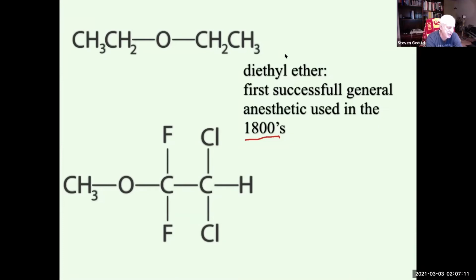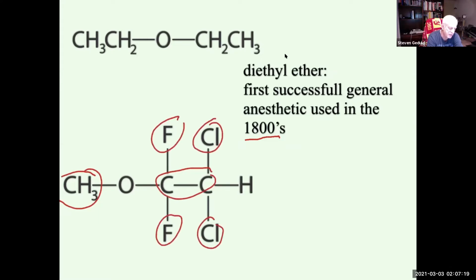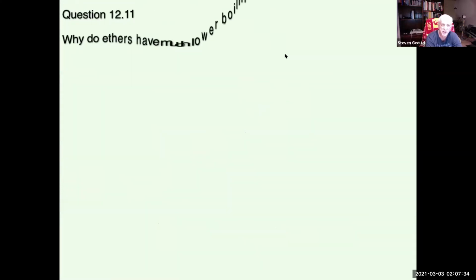This is a halogenated ether. You can see here's your R group, here's your R group, and we have fluorine attached, chlorine attached, fluorine attached, chlorine attached. So it's a halogenated ether. It's a lot less flammable, a lot safer to work with. It's called penthrane. We'll try to name those in just a little bit according to IUPAC. That's just its trade name.